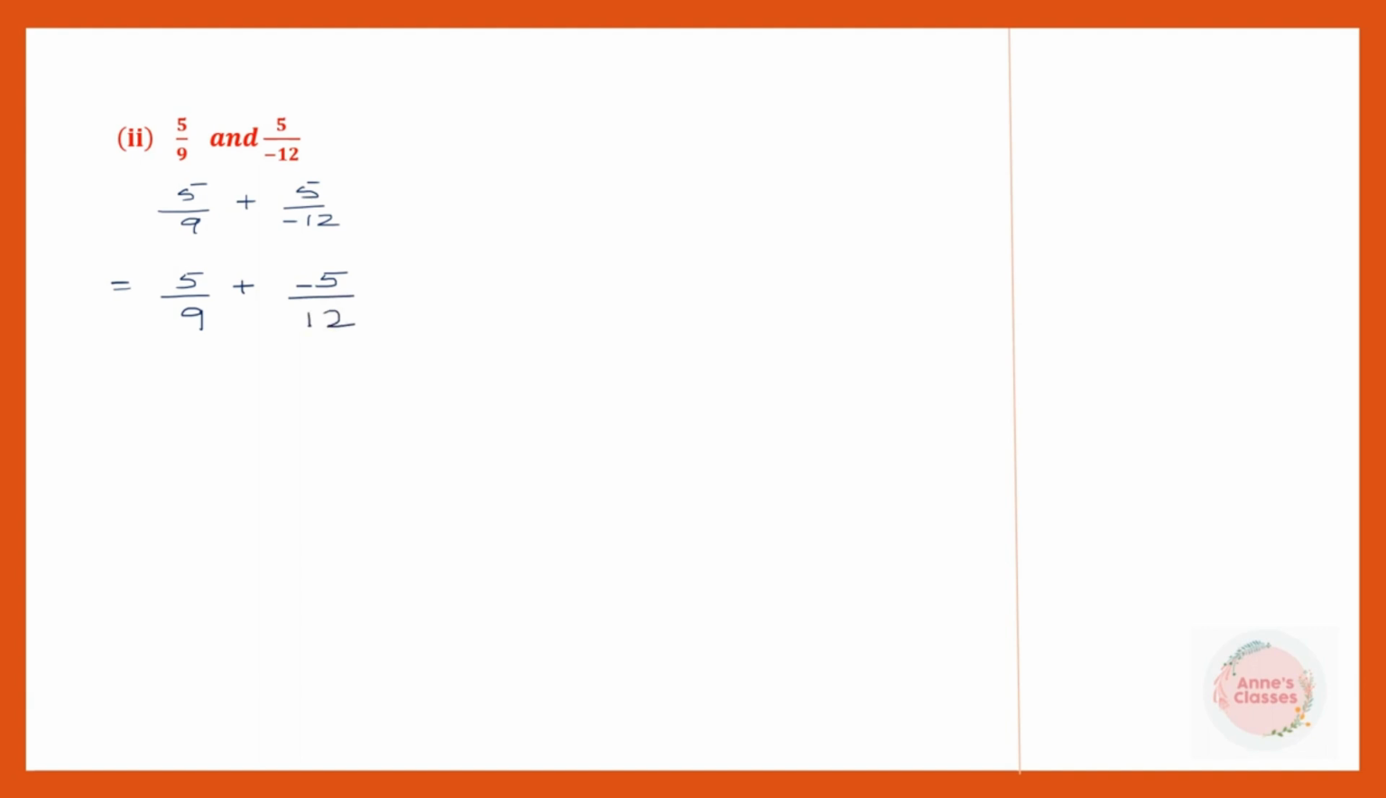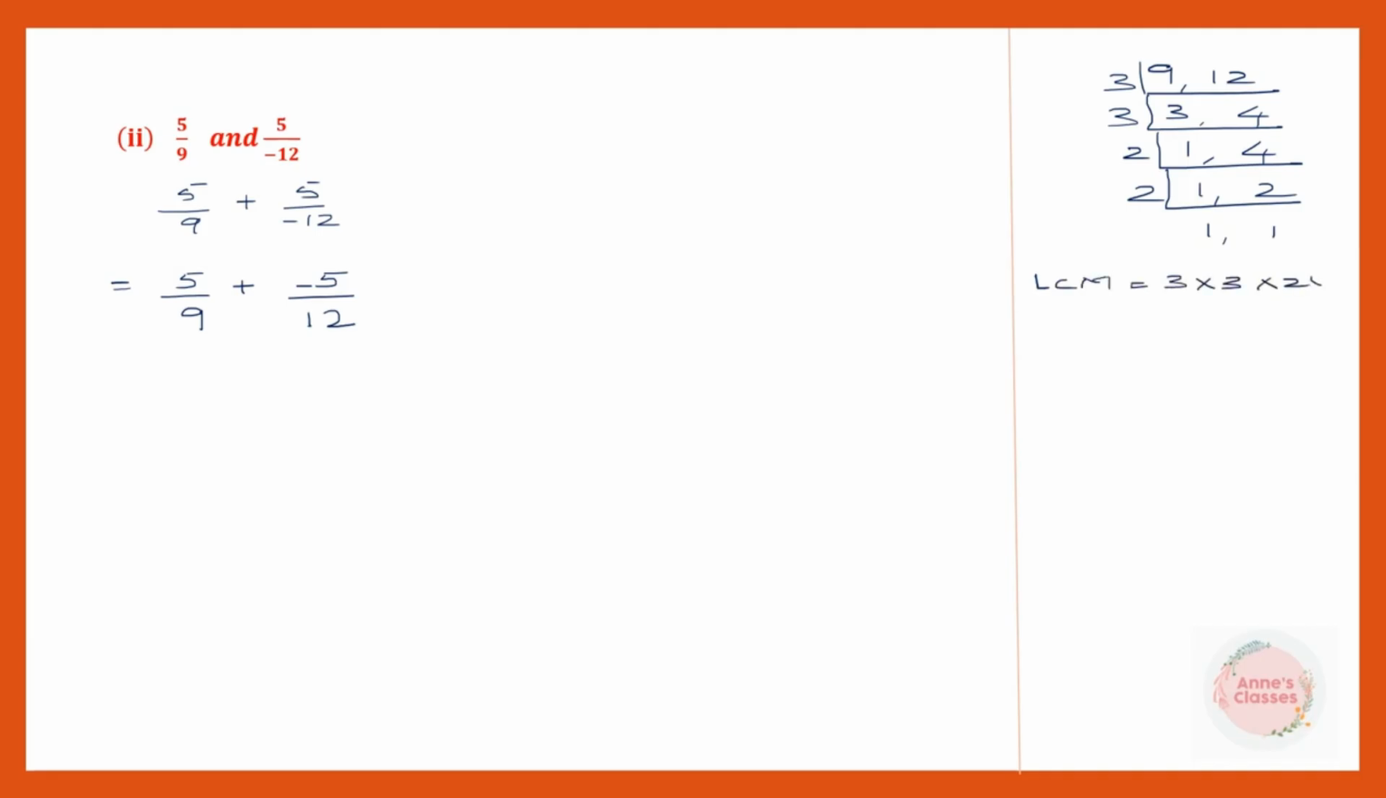So now we're going to find the LCM of 9 and 12. So let's find the LCM. Let's use 3. 3 threes are 9, 3 fours are 12. Continue with 3. 3 ones are 3. Bring down the 4. Then use 2. 1 and 2 twos are 4. Continue 2, 1 and 1. So the LCM will be 3 into 3 into 2 into 2. Multiply: 3 threes are 9, 9 twos are 18, 18 twos are 36. So the LCM is 36 and we're going to use that LCM here.